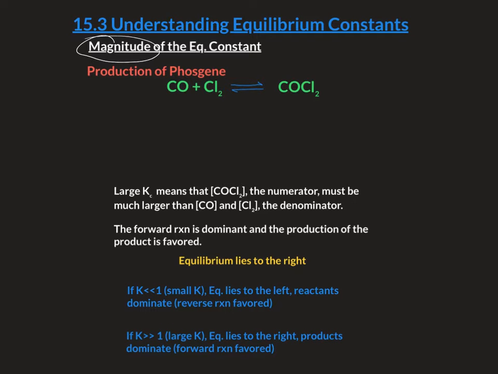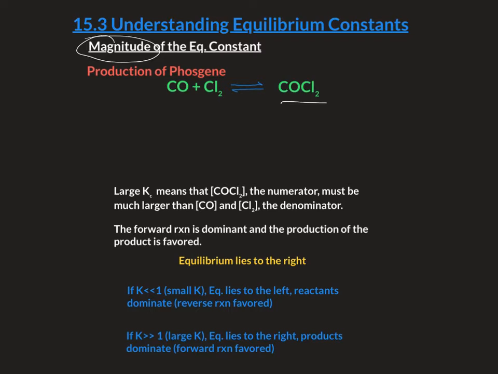So we're looking at magnitude. We're going to use the example of the production of phosgene. Now phosgene, if you remember, is this substance here, COCl2. It was first introduced back in chapter 10 when we talked about chemical warfare during World War I. It was a chemical agent that was used to end the stalemates that were happening in the trenches. So that's not our focus today, but this is the substance and this is how it's produced.